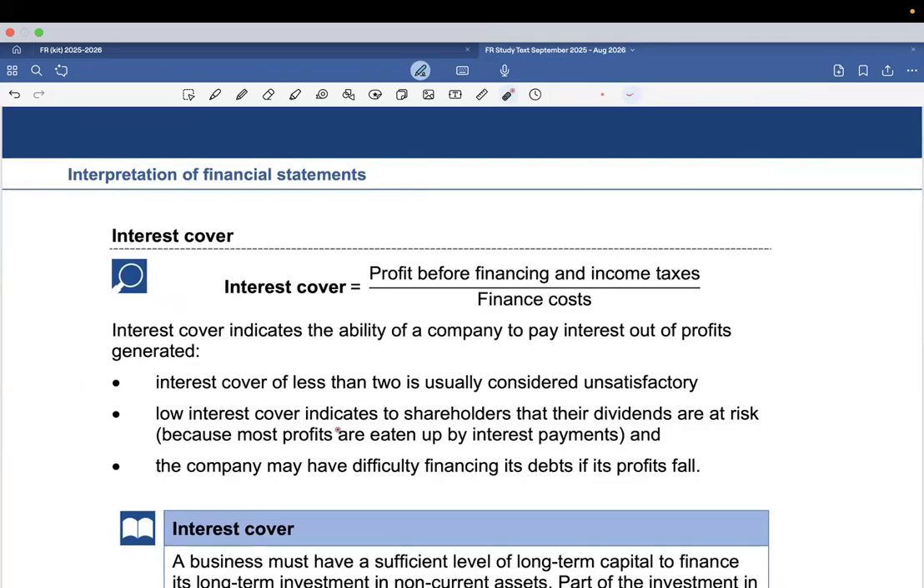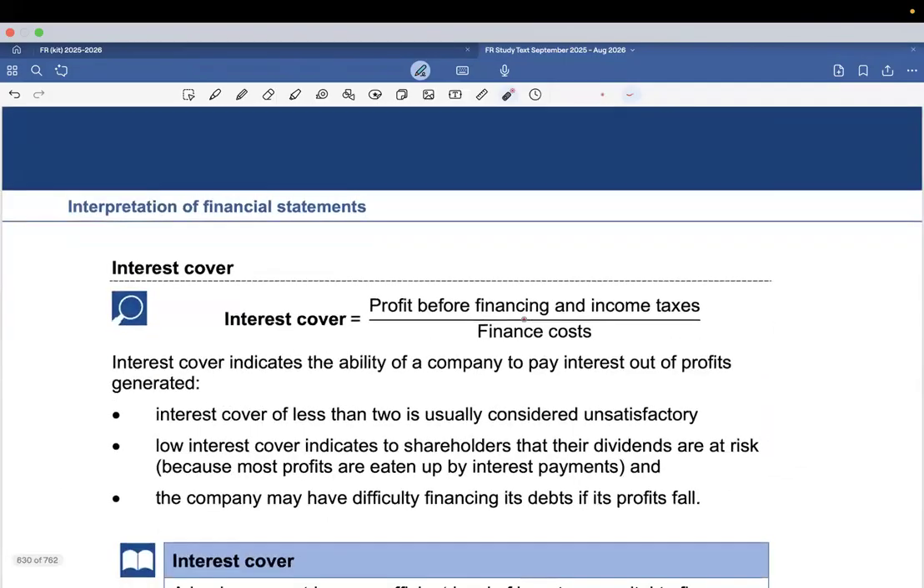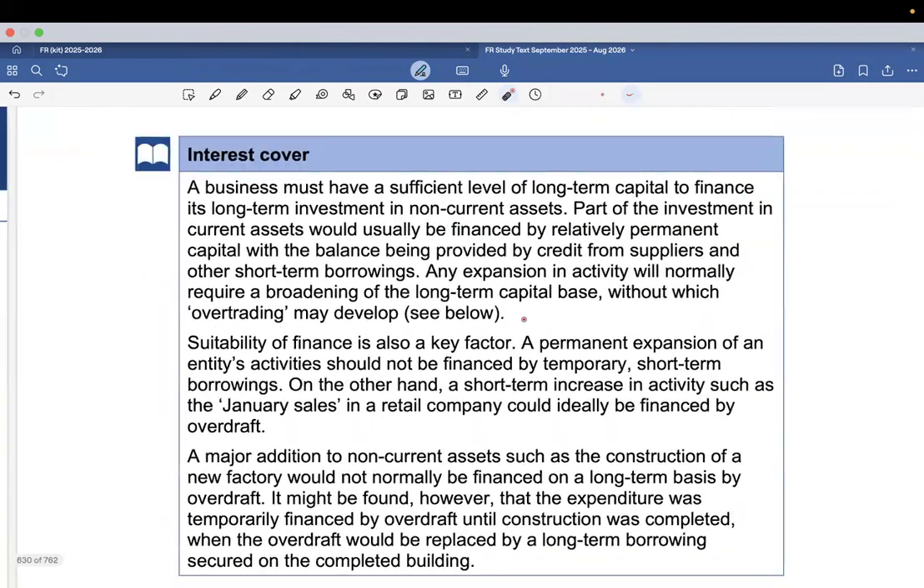Next is interest cover ratio, ICR. This measures how much of the profit you are making in terms of your finance costs that are due. This is profit before financing and income tax divided by finance cost. If it is more, the better. If it is more, it means you have sufficient profit to pay the finance cost. If it is less, then you may have a liquidity problem.